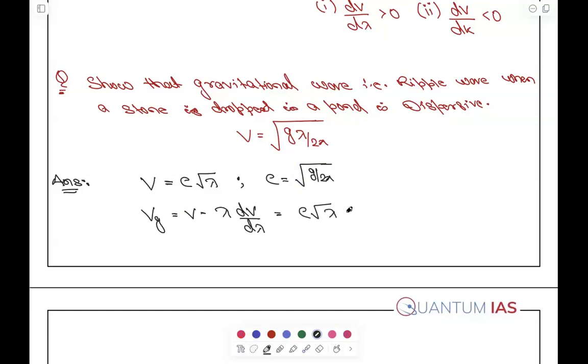So V will be C root lambda minus lambda, what is dv by d lambda? So C will come outside, and lambda power 2, and root lambda.